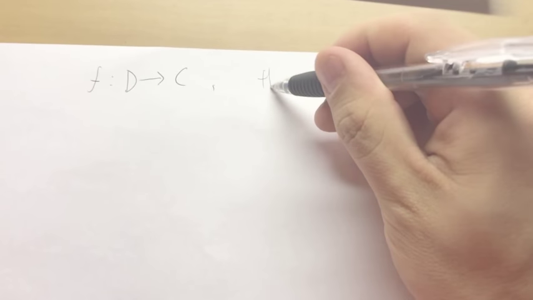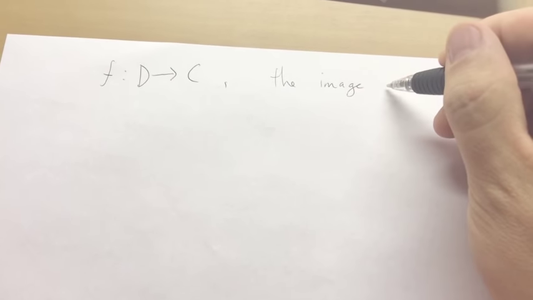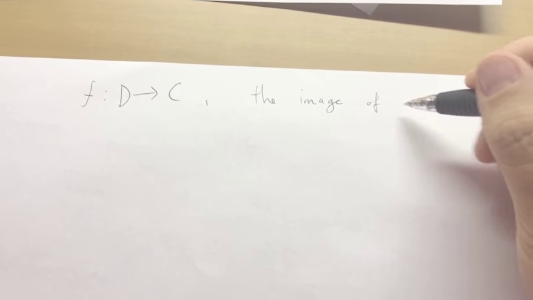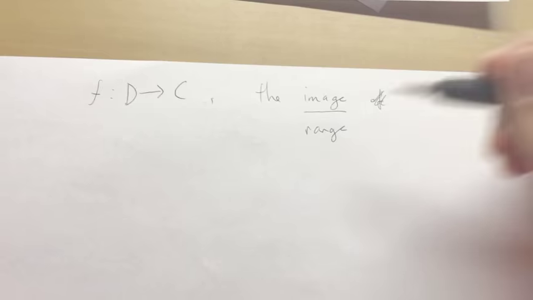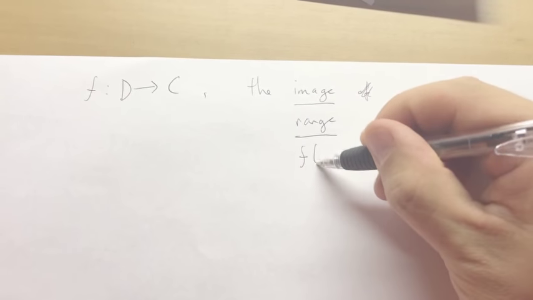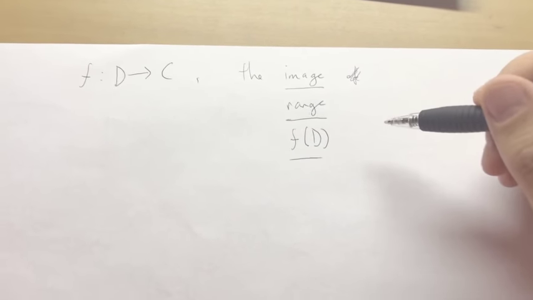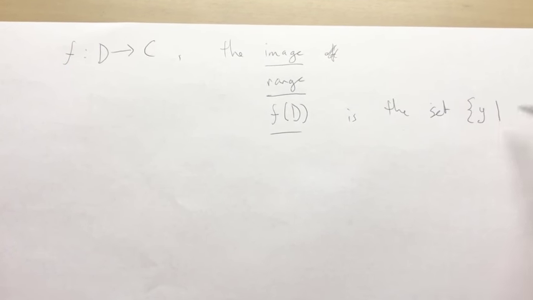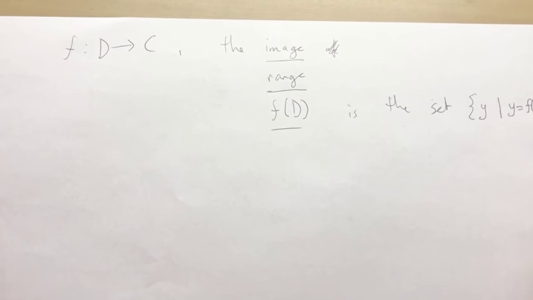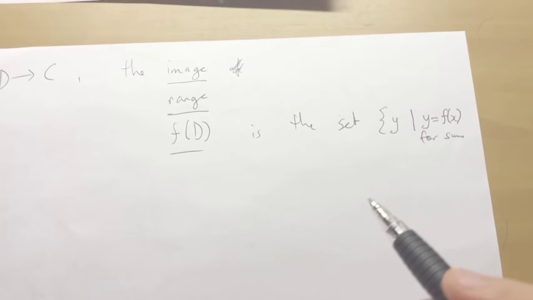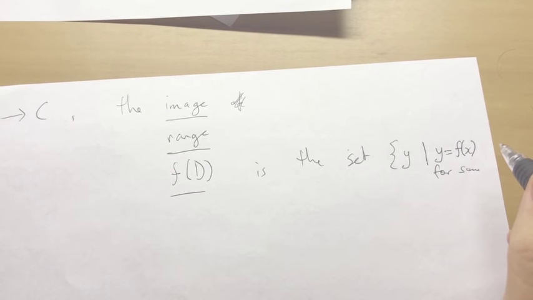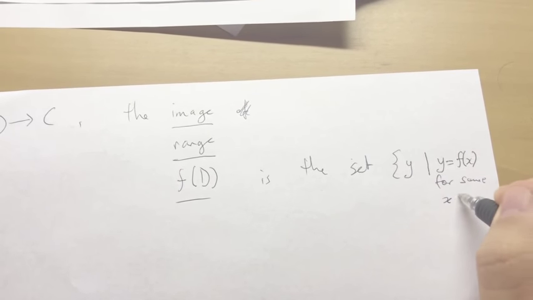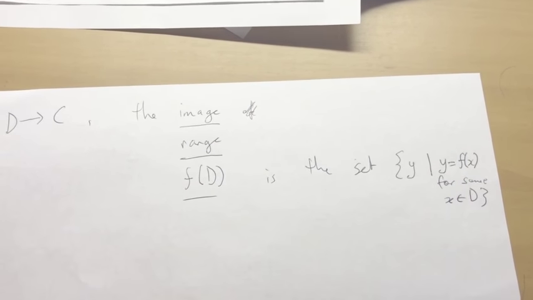Some quick extra jargon. We have the image of a function. So of a function, let's say it's going from D to C. The image of f of this function, or range, sometimes it's denoted f of D, is exactly the set of all y such that y equals f of x for some x in D. So it's exactly the set of outputs.